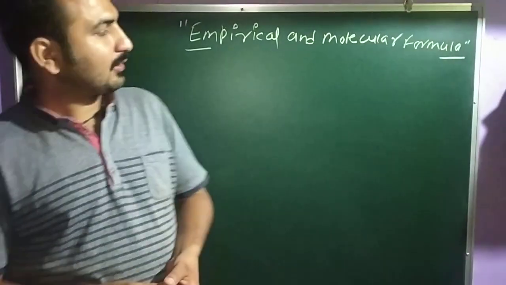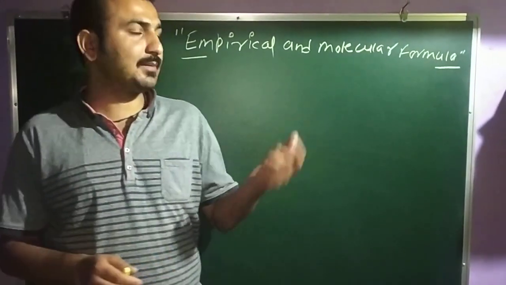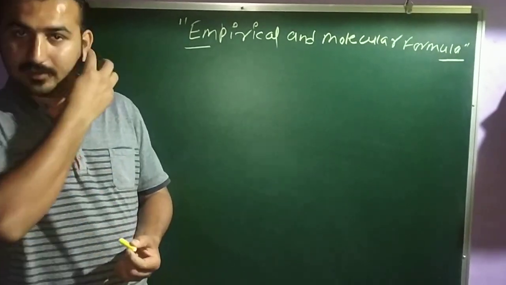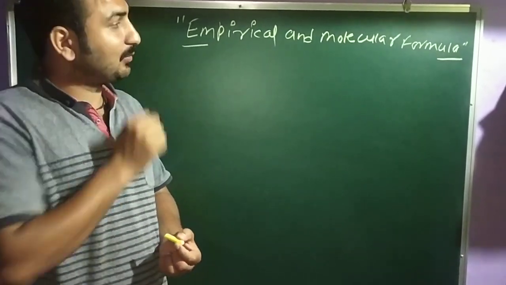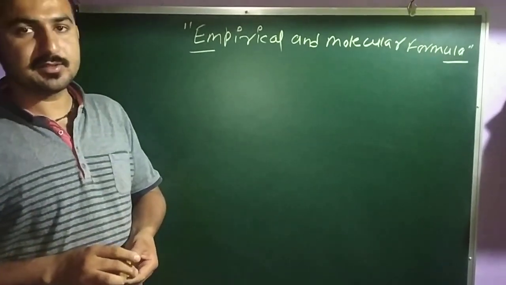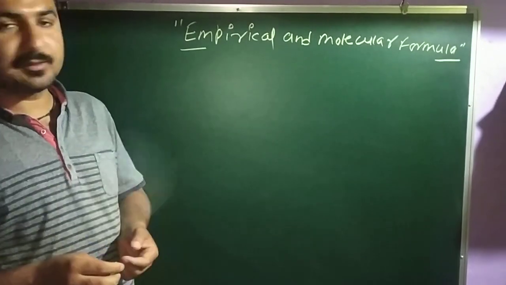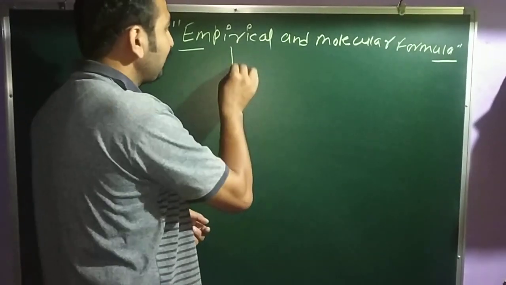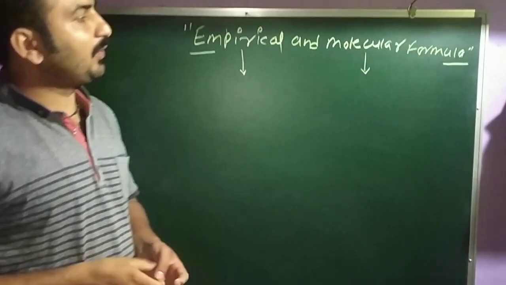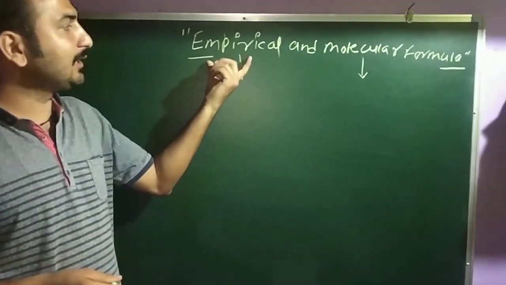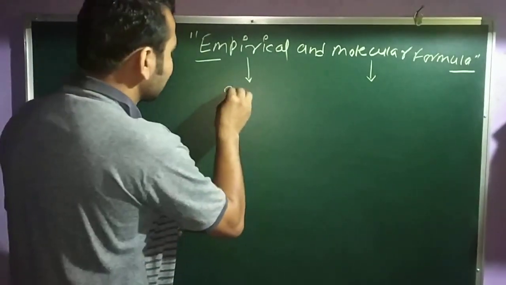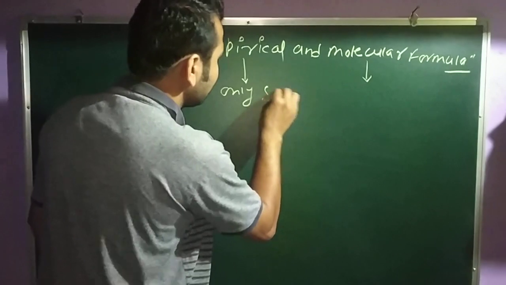Percentage composition, the mass percentage composition. Then you have the empirical and molecular formula. Under the molecular formula, you can say the formula mass. So how do we calculate the empirical and molecular formulas? First of all, understand what is empirical and what is the molecular formula. To find the molecular formula, you need an empirical formula. Empirical formula means only the structure.